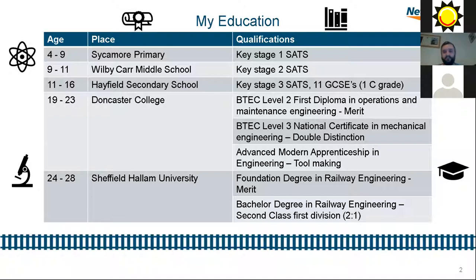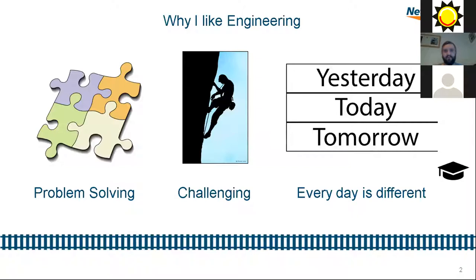So I spent roughly two years or so doing my foundation degree. And then I spent another 2 years when I was actually in Network Rail getting my bachelor's degree in railway engineering. And I did quite well in both of those, and I specialised in electrical and power engineering for Network Rail. So, sort of a brief explanation as to why I like engineering.